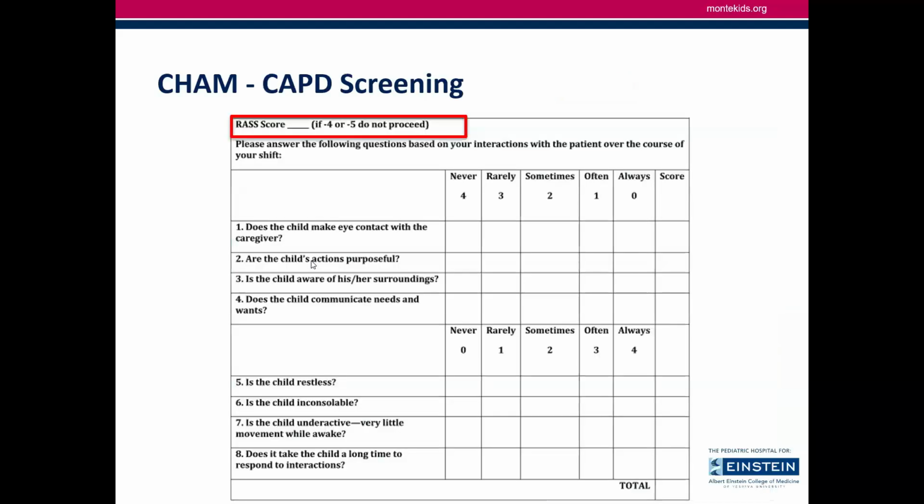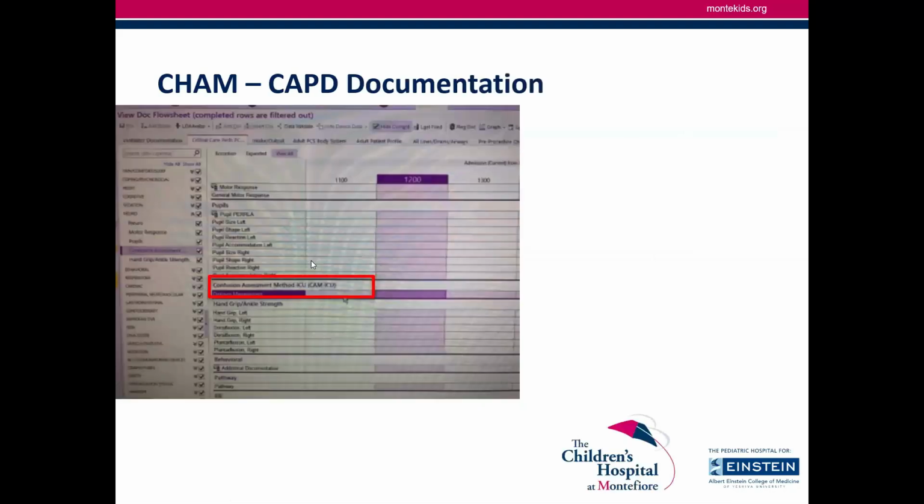And then looking at our CAPD screening tool, since this is built out with RASS, we basically just swapped it with the SBS score. If they're too sedated, we would not proceed, just like if you were too sedated on the RASS score. But the bigger challenge was not this, but more so incorporating it into our EHR.